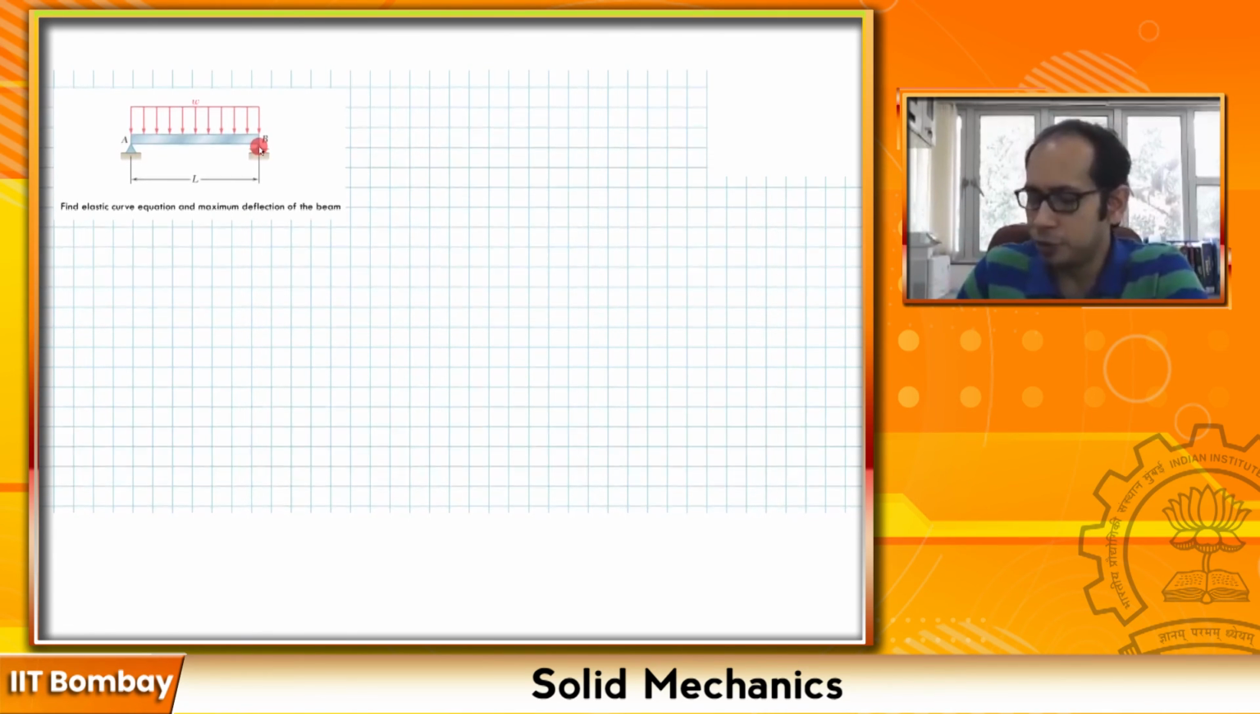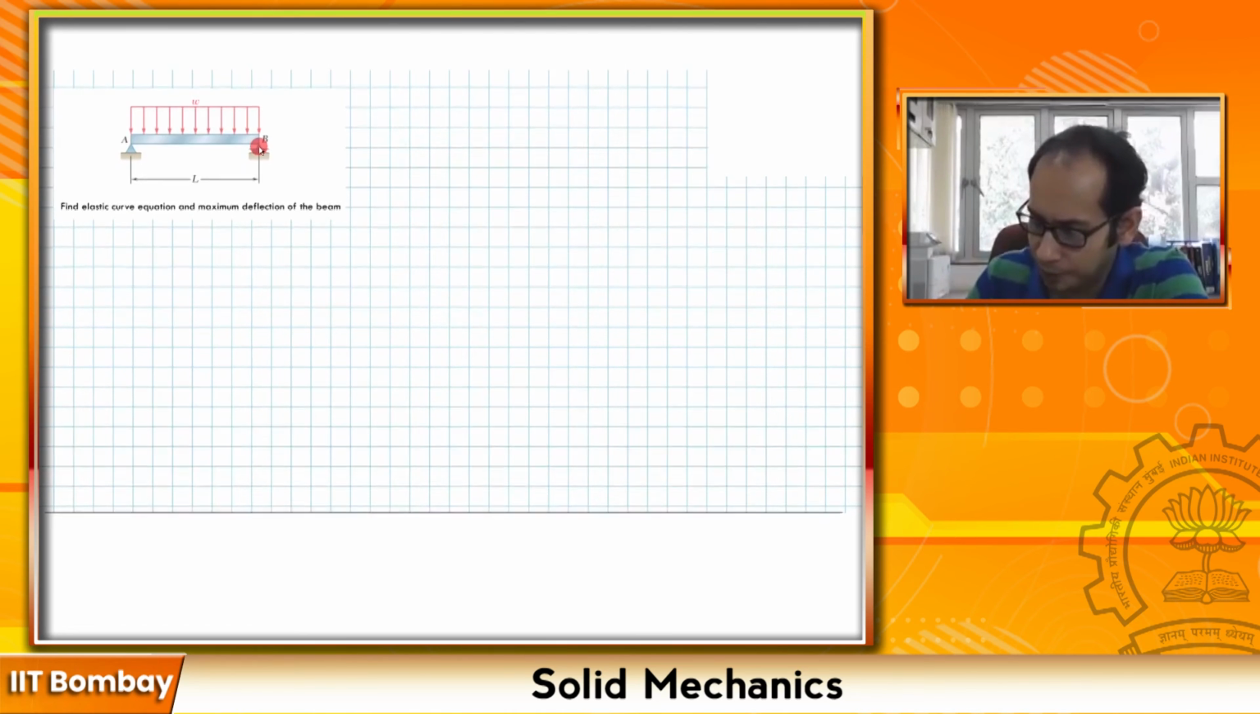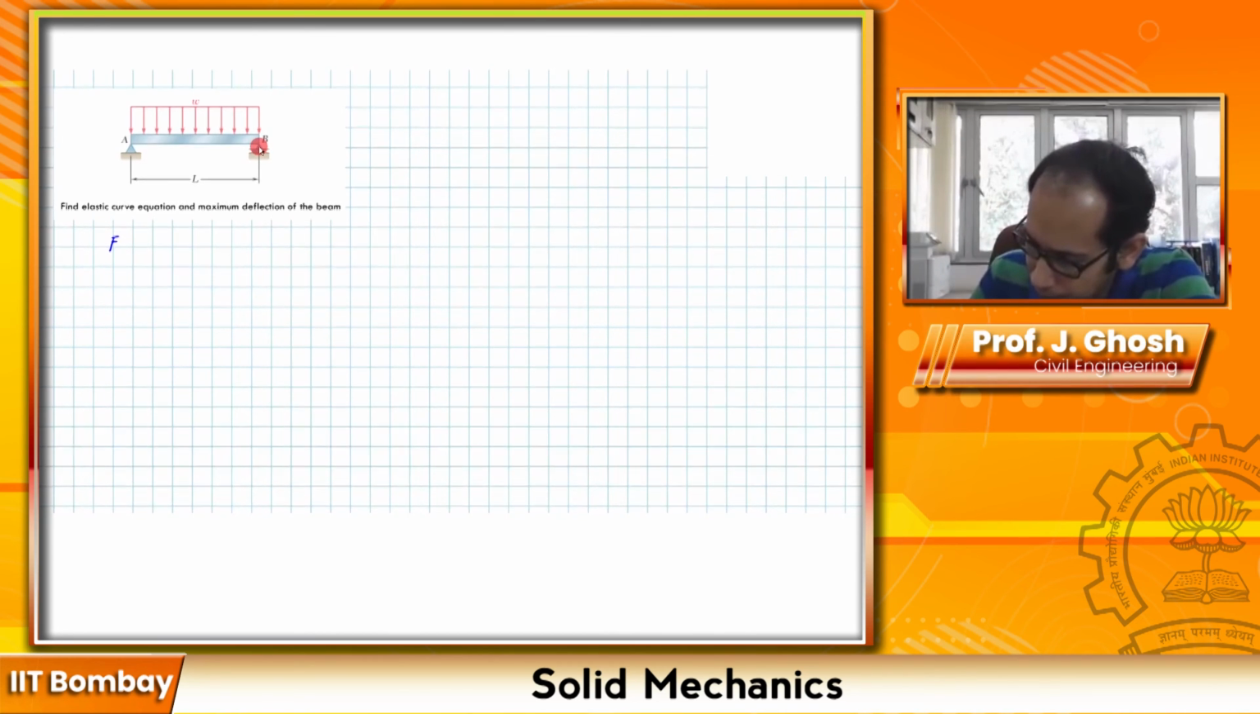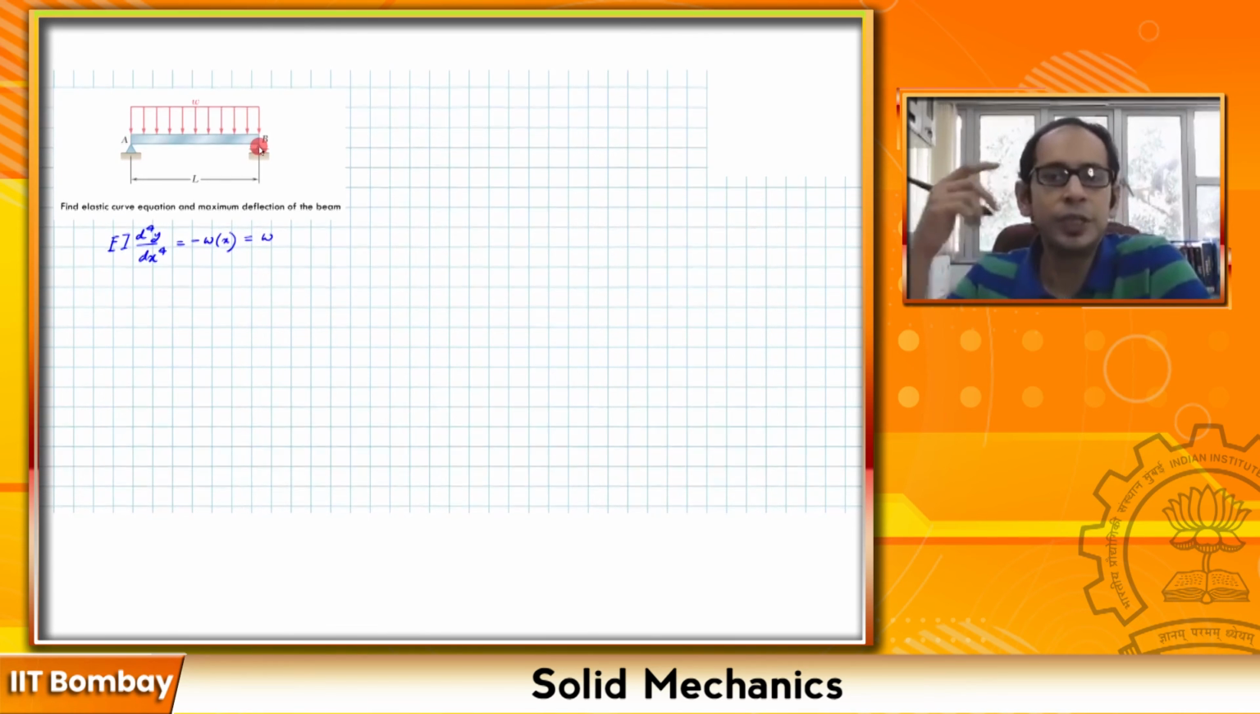Now if we try to solve this using the 4th order method that we have over here, we can write the basic equation to start with as EI d^4y/dx^4. Now in this case, since W is a constant, I can simply write it as equals W over here. Now if you integrate it 2 times, you will get d square by dx square, and you will introduce 2 constants of integration. So let me just go ahead and write that.